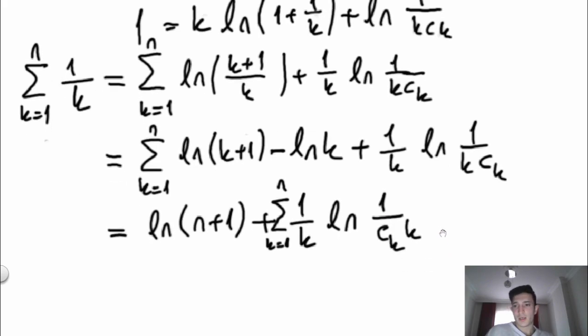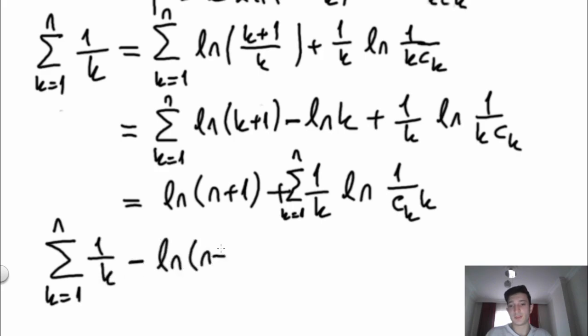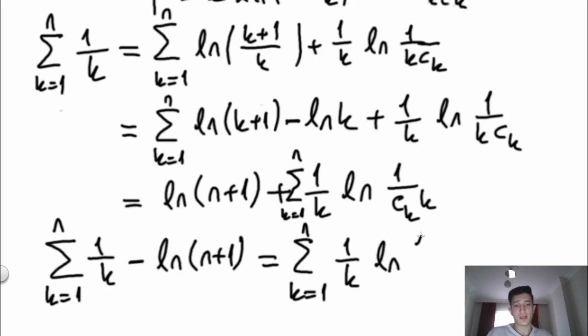Okay. So now I'm kind of done. I wanted to get this thing, so I'm just now subtracting ln(n+1) from all sides. The sum for k from 1 to n of 1/k minus ln(n+1). This ln(n+1) is independent from the sum, okay? You can think of it like this. And now this thing is just equal to this thing. What's left here? The sum for k from 1 to n of 1/k ln(1/(k c_k)).